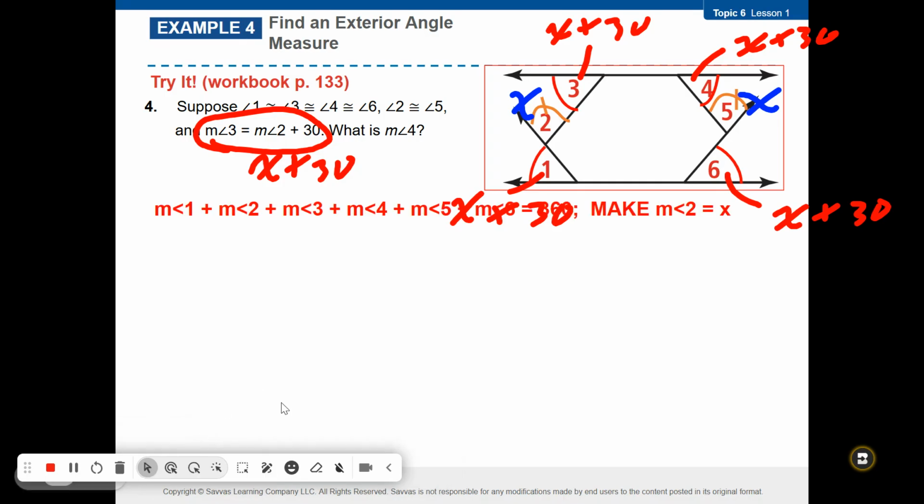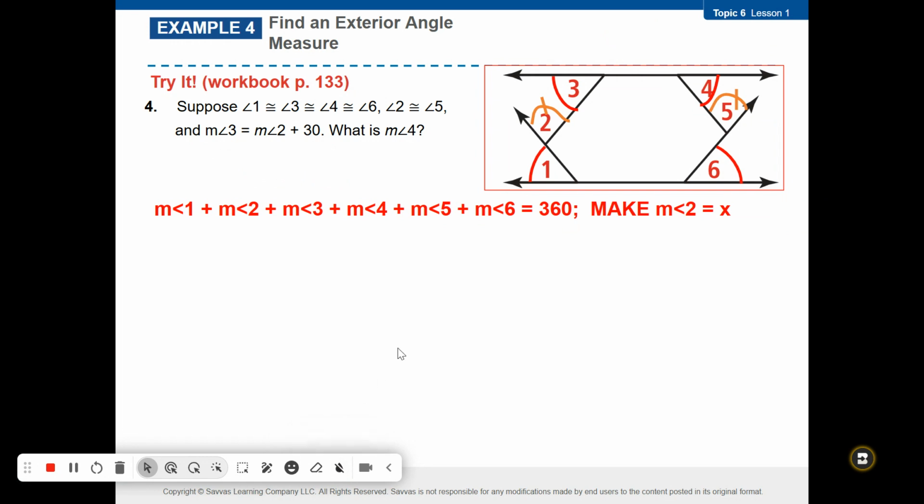I knew that. You knew that? I just didn't want to say anything. So what, 6x plus 120 equals 360? And I just defined the measure of angle 2 as x. So there's the setup. See, remember what I said? Oh snap. There's your oh snap moment for the day.